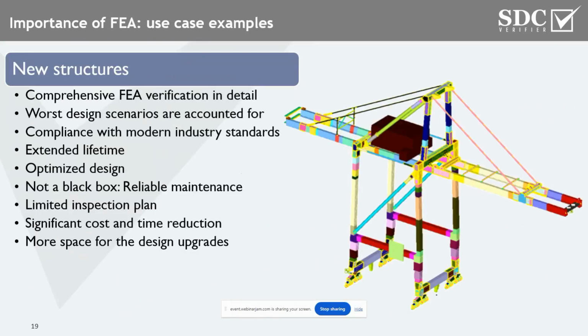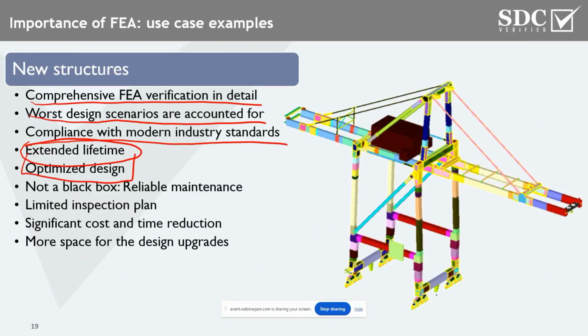First of all, we conduct comprehensive verification in detail. That allows us to check worst design scenarios and also make sure that we are doing this according to industry standards. As a consequence, we have full control over the lifetime of the structure. It's not given per structural component separately, like in old times, but we have full control per every local spot, being able also to optimize the design, so make it light, not over-designed.